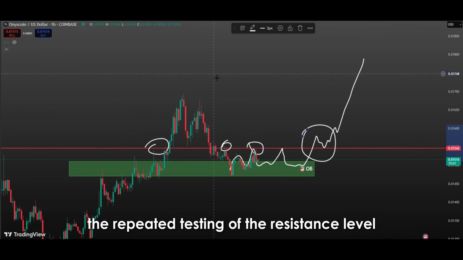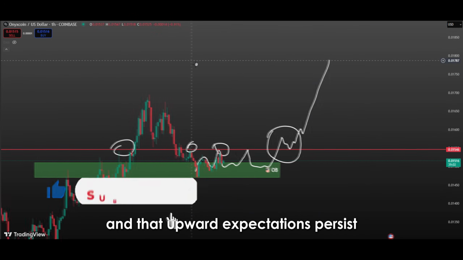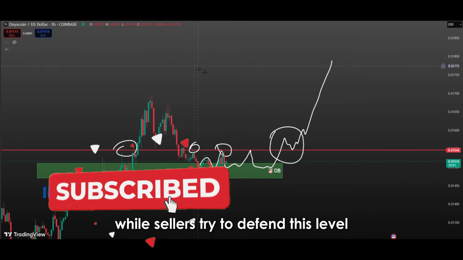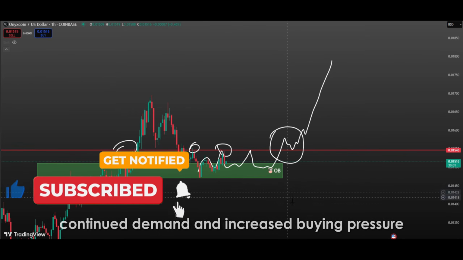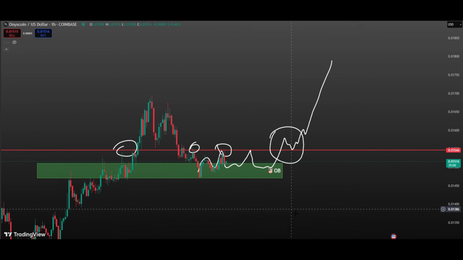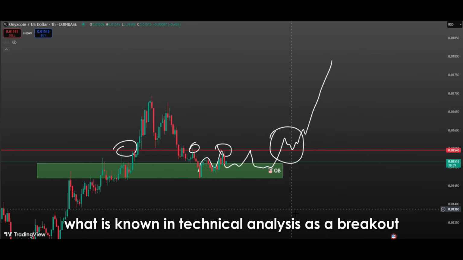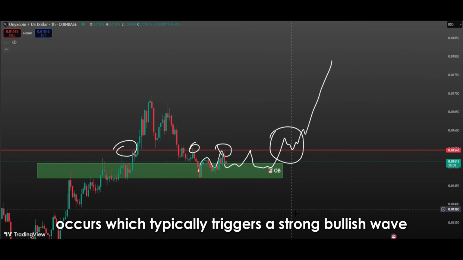The repeated testing of the resistance level shows that buyers have not given up and that upward expectations persist. While sellers try to defend this level, continued demand and increased buying pressure may eventually break this defense line. If the price manages to surpass this resistance, what is known in technical analysis as a breakout occurs, which typically triggers a strong bullish wave.